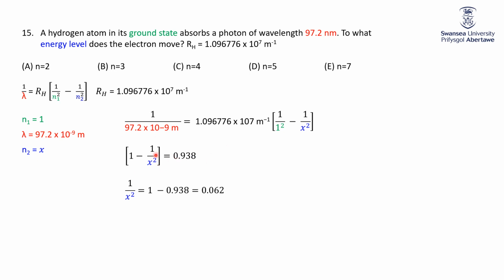So rearrange a bit, so 1 over x squared over the other side, minus 0.938 from both sides. So we get 1 over x squared is 1 minus 0.938, so 0.062. Flip that, so x squared is 1 over this, which is 16. x therefore equals 4. So a photon of wavelength 97.2 nanometers is just the right amount of energy needed to pop an electron from the first to the fourth energy levels.